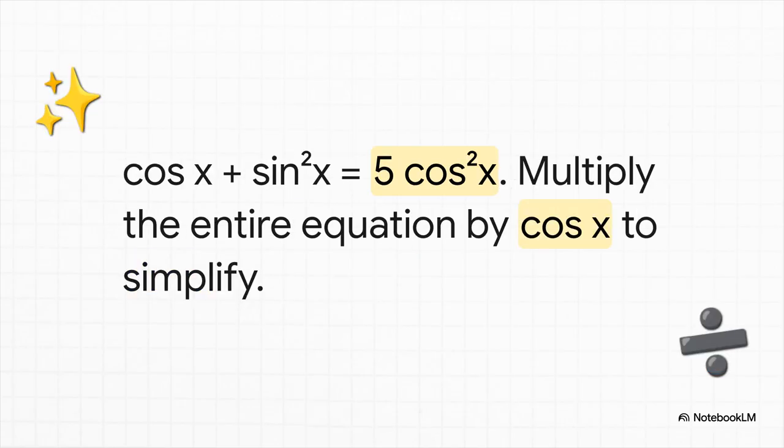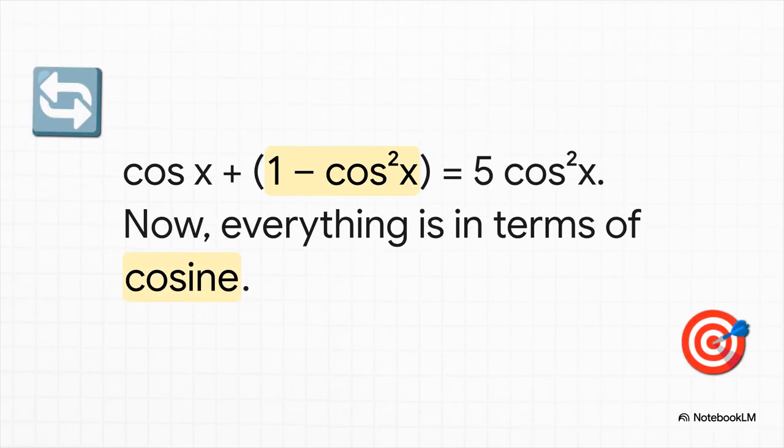Okay, now we've got a fraction in the middle of all this, and fractions are just messy, right? So the easiest way to simplify this is to just multiply the entire equation by cos x. That clears out the denominator and gets us one step closer to our target. We are so close now.